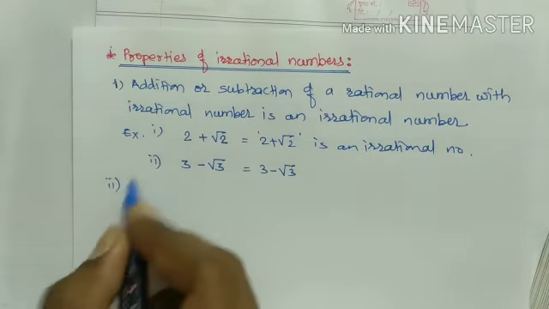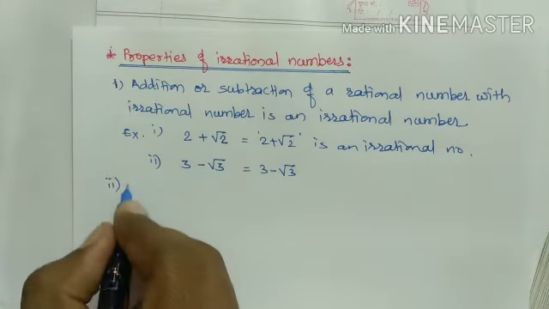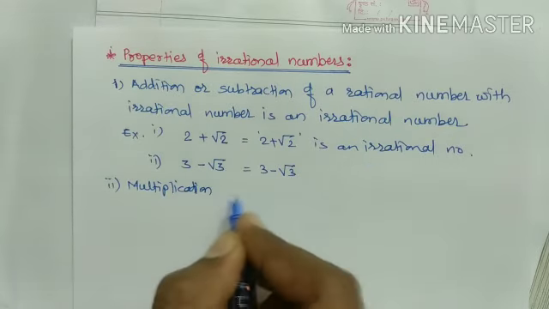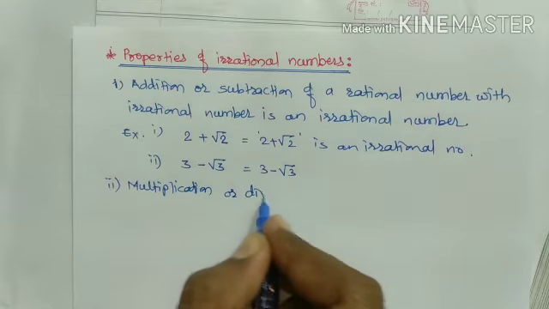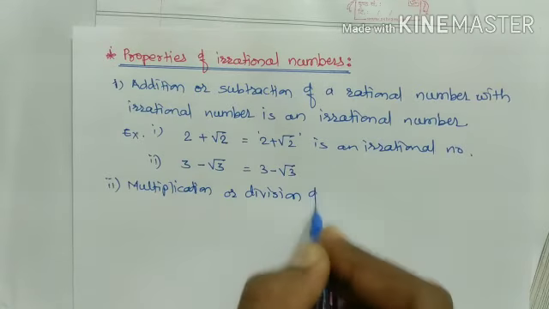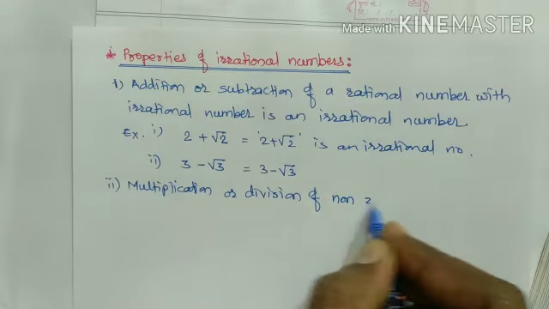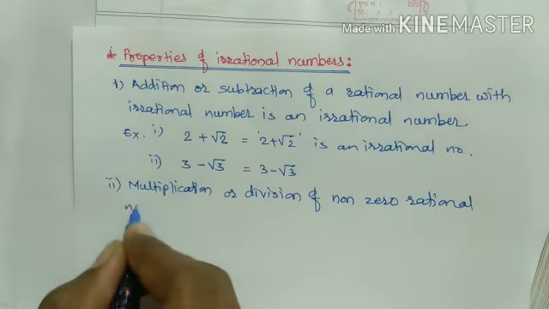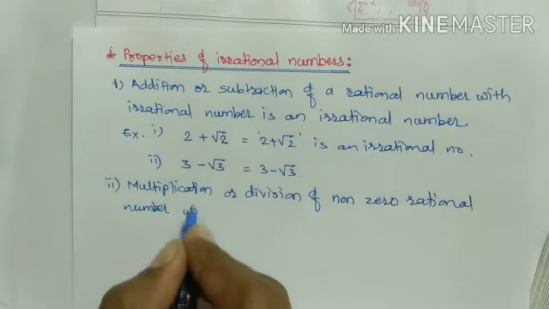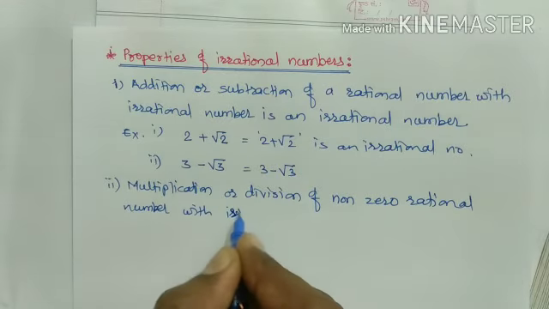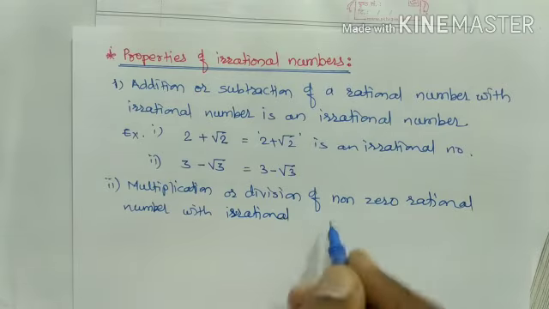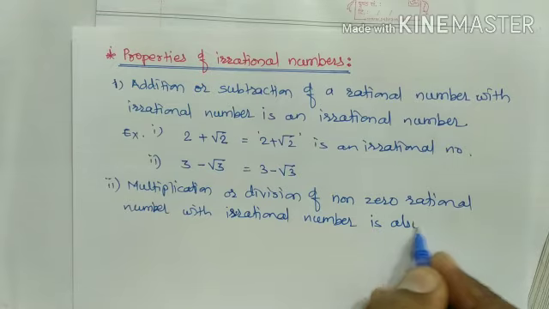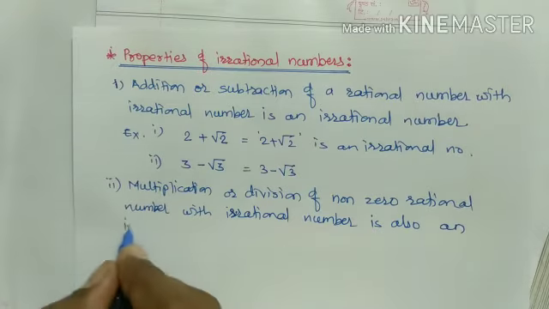देन multiplication, the second property is the multiplication or division of a non-zero rational number with an irrational number is also an irrational number.